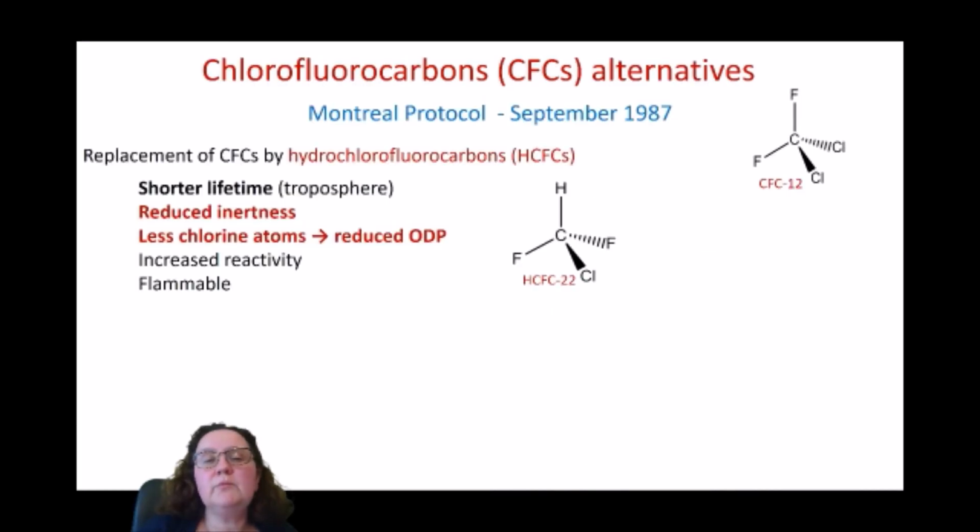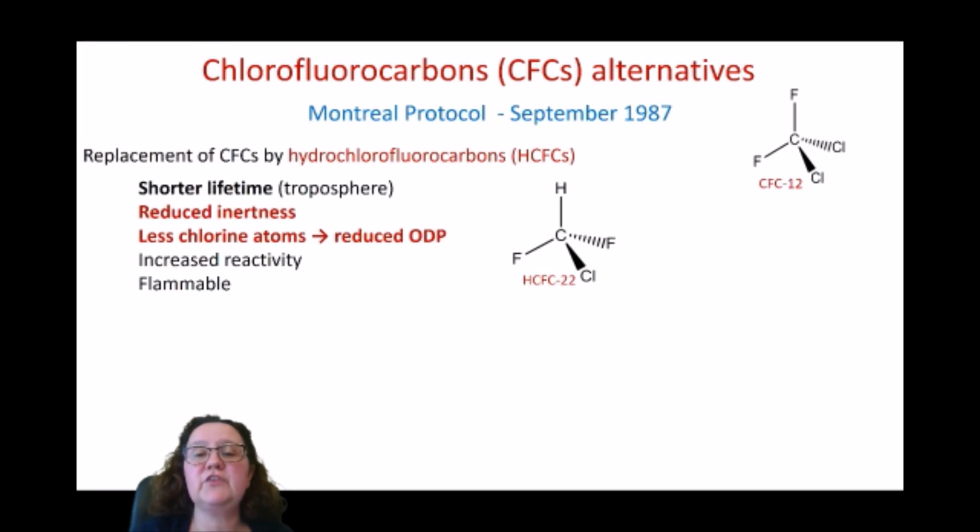The Montreal Protocol was signed in 1987 and came into force in 1988. There was a banning of CFCs, a phased reduction of CFCs aiming for a total disappearance. So what did they come up with? Well, one of the things they came up with was hydrochlorofluorocarbons, HCFCs. They have a shorter lifetime. They are not so inert, so they are more easily broken down. And they have fewer chlorine atoms, so they have a reduced ozone depletion potential.